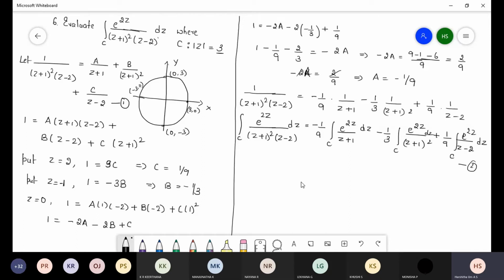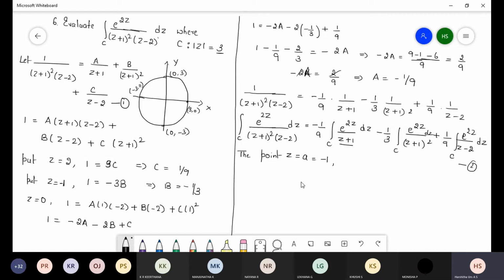Now again we have to find out whether the given points lie inside or outside the circle. Let us see for the first one. For this term, z minus of minus 1, so the a value is minus 1.